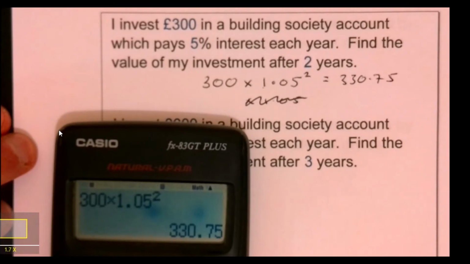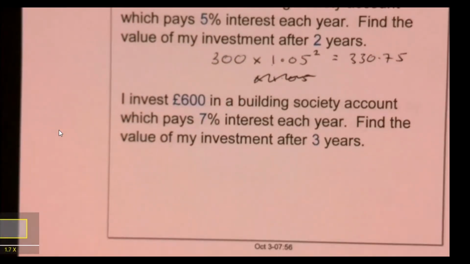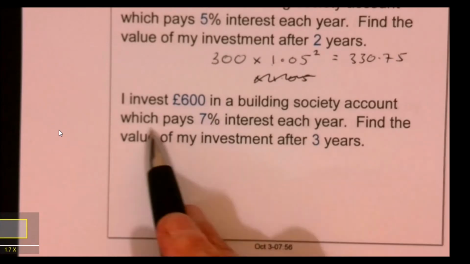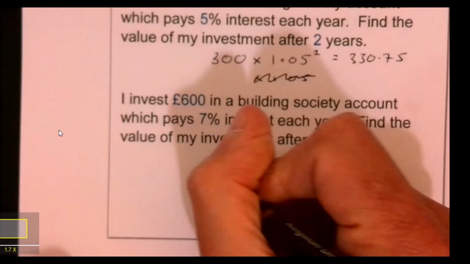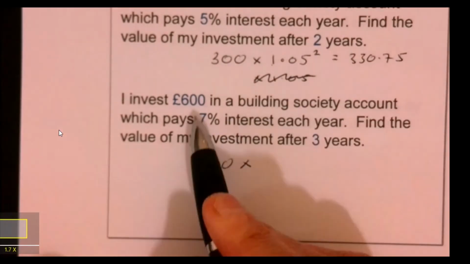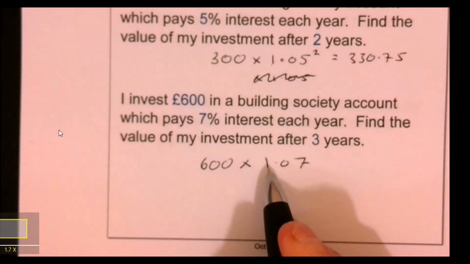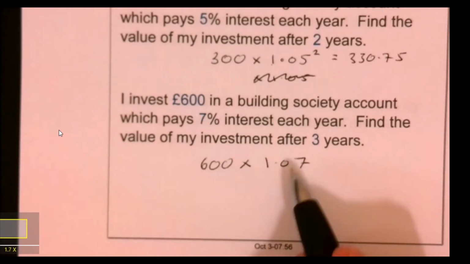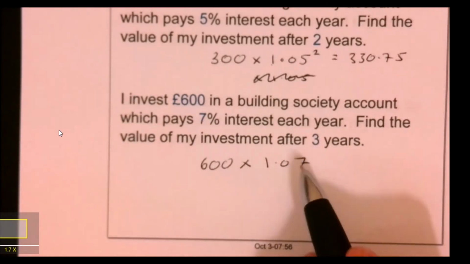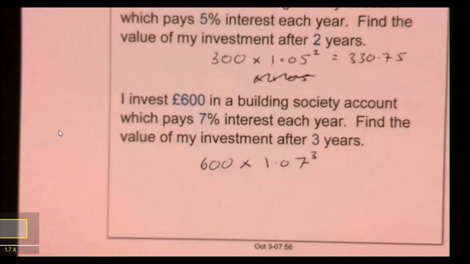All right, so I invest £600 in a building society account which pays 7% each year. So 600 multiplied by 1.07, so the 1 represents the 600 and then the 0.07 represents the 7%. 3 years saves me writing 1.07 times 1.07 times 1.07.